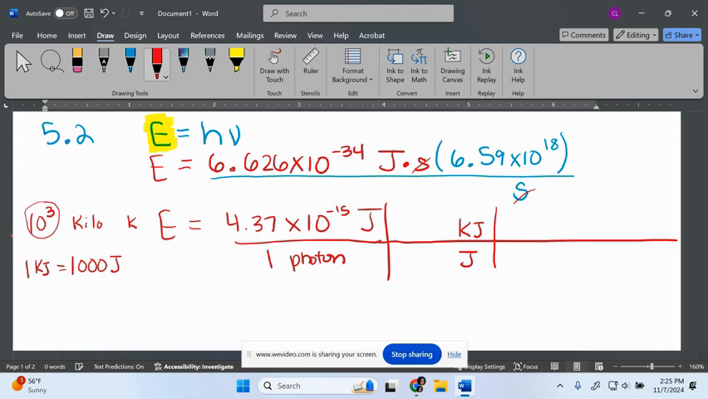How did you know that we needed to use kilo? Because it wants us to convert into kilojoules per mole. Yeah, you're right. Okay. So we're trying to get to this unit. Right now, once we plug these numbers in, at this point, we're kilojoules per photon.